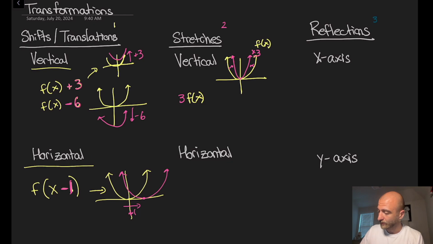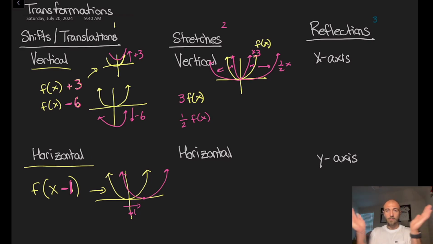If, however, in an alternative universe, I wanted to multiply this function by 1/2, 1/2 f of x, it would make this function 1/2 times as compressed, or it would make it a little bit wider. So for a vertical stretch, whatever the coefficient is, whatever you're multiplying the whole function f of x by, if it's a number bigger than 1, it will make it more compressed or squeeze it together, or if it's a number that's less than 1, it's going to flatten it out or expand it out.